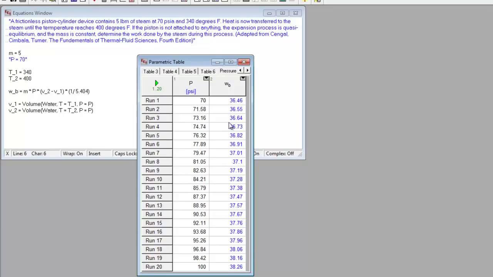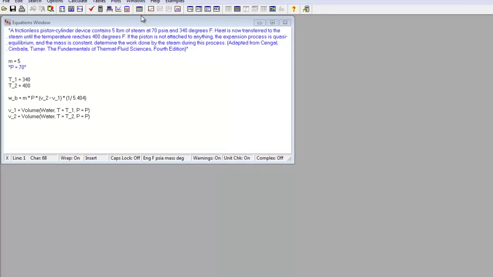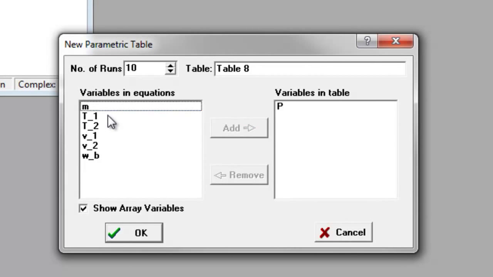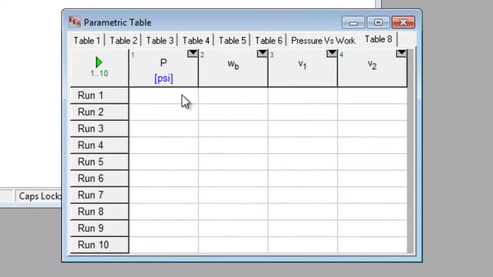You can see that the work increases as the pressure increases, and intuitively that's exactly what would happen if you're looking at the equation. So let's make another parametric table where you can look at specific volume 1 and specific volume 2, as well as the work and how those change when pressure changes. So we're going to add pressure, boundary work, V1, and also V2. Click OK. You can see that it added the other two here.